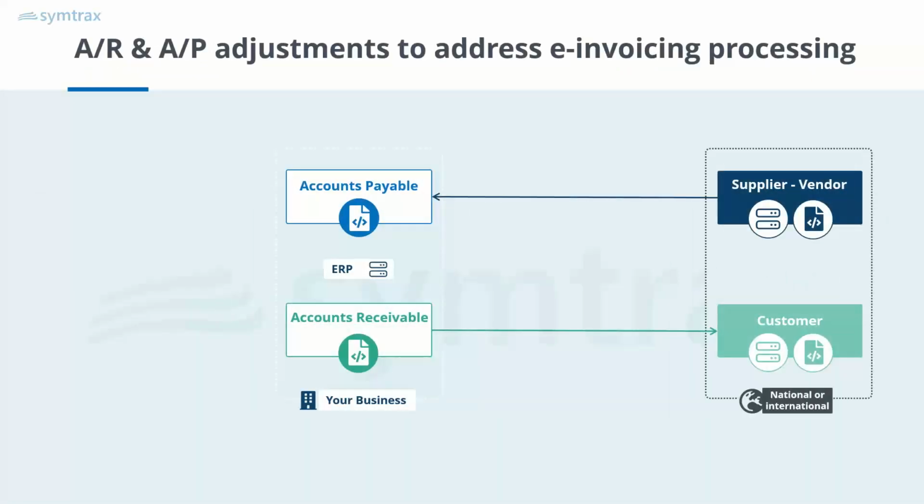Now, let's look at some of the adjustments AP and AR teams need to plan for with e-invoicing. I'm going to start with outbound invoices, which are handled by the accounts receivable team. Let's start with the invoice format transformation. This isn't as simple as turning a PDF document into an XML format. Formats like UBL or CII often require data that sits across different systems. And honestly, managing that can be a real headache.